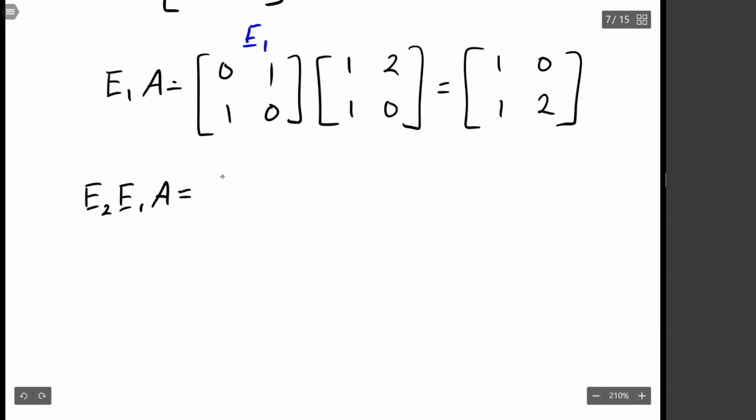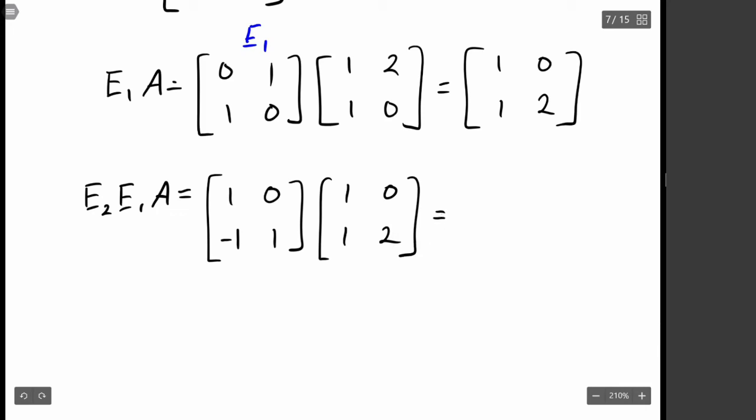So I'm going to just write E2 here. We're doing row 2 minus row 1, so we do row 2 minus row 1 here. I'm going to copy down the E1A from here. All right, and this is going to give us 1, 0, 0, 2. This matrix here is E2.